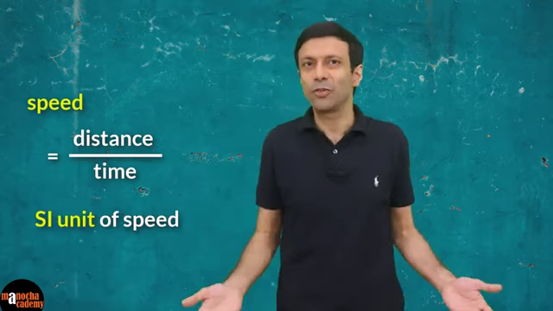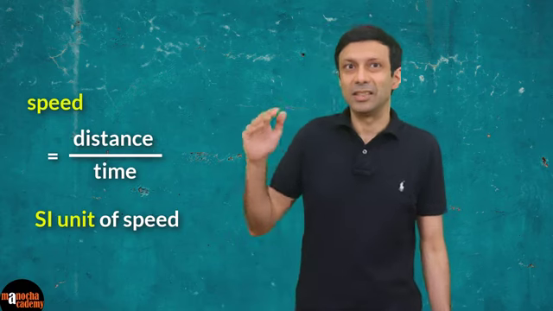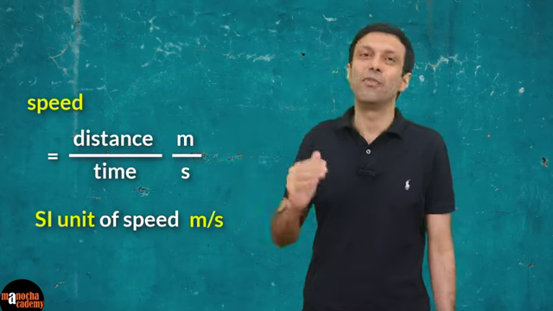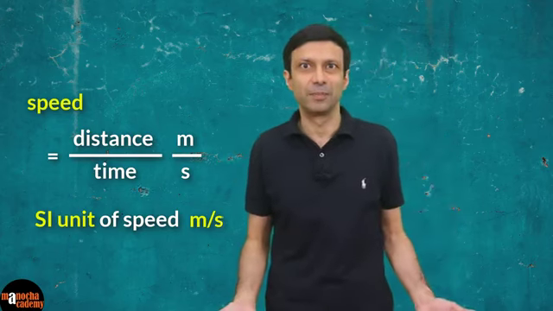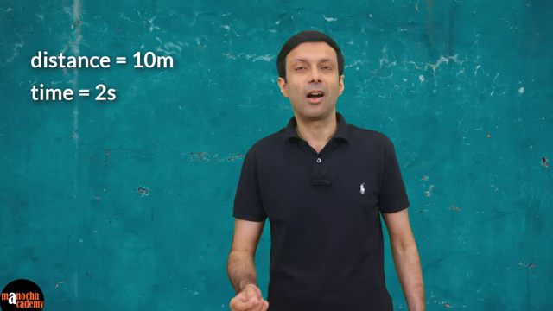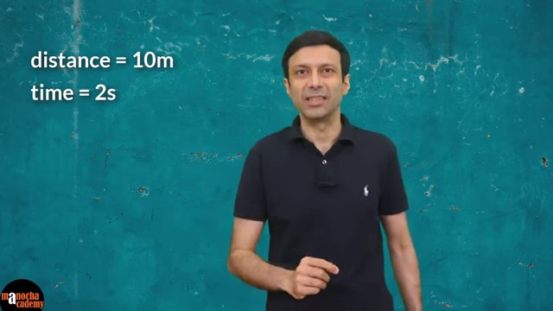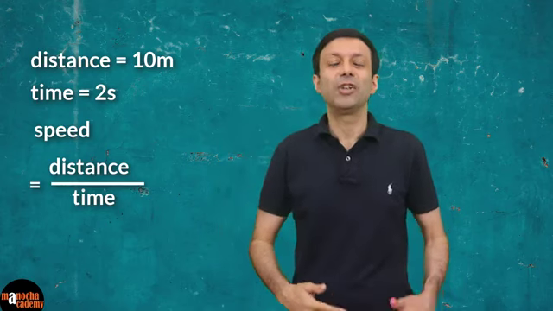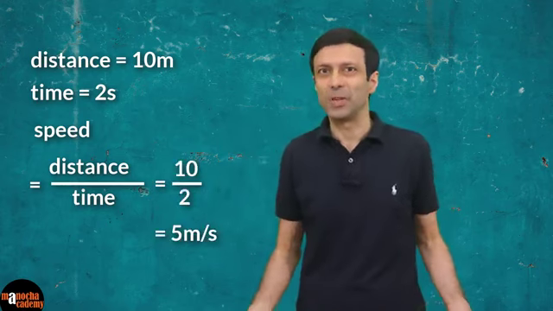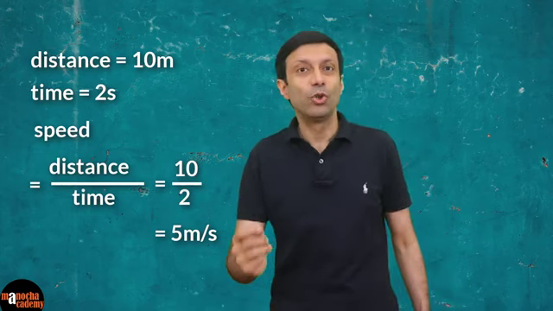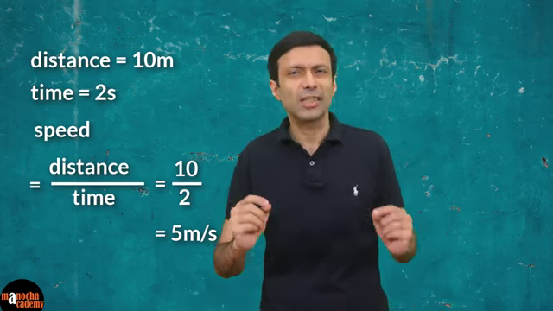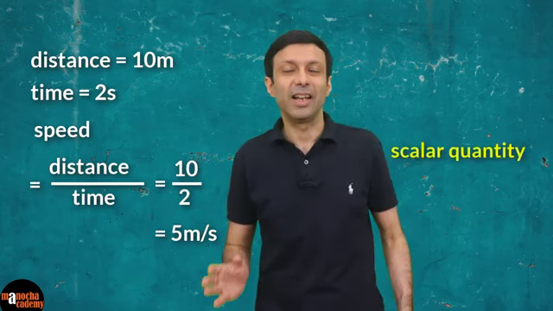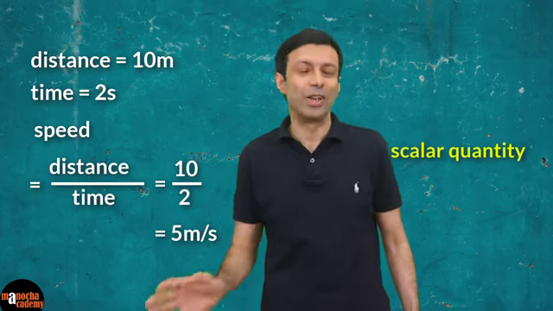What is the SI unit of speed? Very simple. It's distance divided by time. So the SI unit will be meter divided by second, or meter per second. For example, let's say a car travels 10 meters in 2 seconds. What is the speed of the car? 10 meters divided by 2 seconds, so it is 5 meters per second. In speed, we do not specify the direction, just the value of the speed. So speed is a scalar quantity. It has only magnitude and no direction.